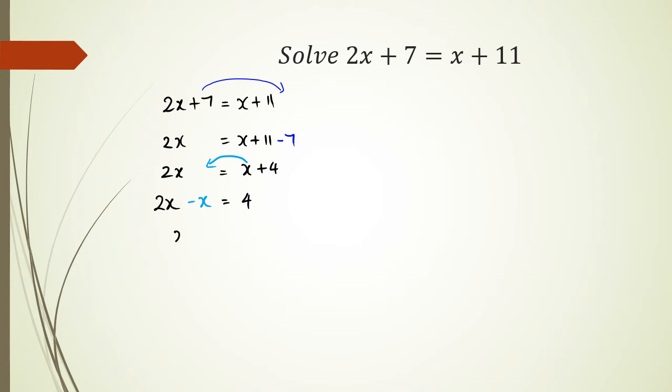2x minus x, that's just x. Therefore, well, this works out nice. x is equal to 4. All right, that's one way.